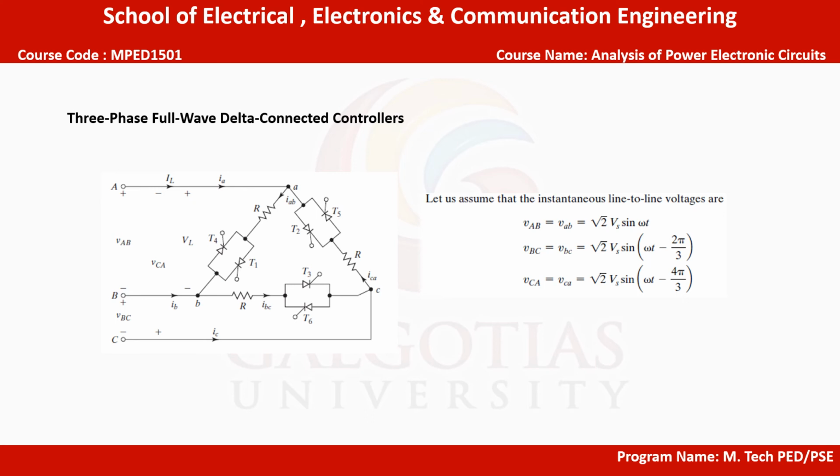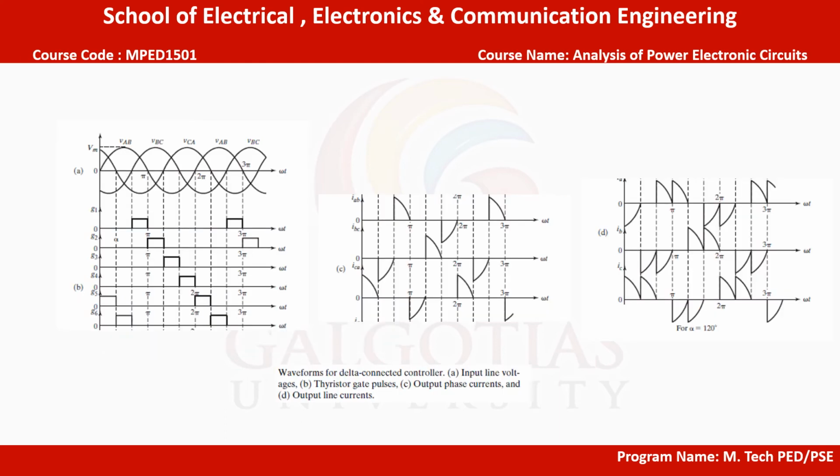Let us assume that the instantaneous line-to-line voltages are VAB is equal to under root 2 Vs sin omega t, VBC is equal to under root 2 Vs sin omega t minus 2 pi by 3, VCA is equal to under root 2 Vs sin omega t minus 4 pi by 3. The line voltages, the phase and the line currents and thyristor gating signals are shown in this figure for alpha equal to 120 degrees and a resistive load.